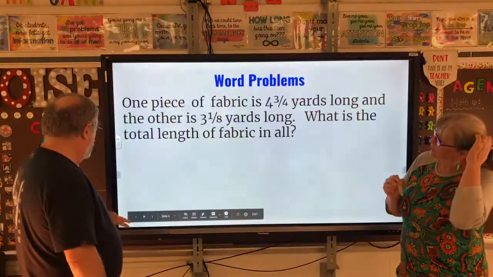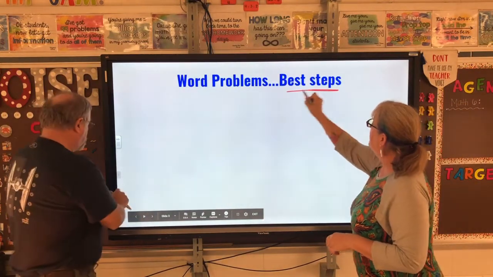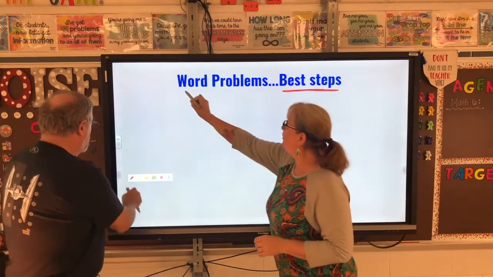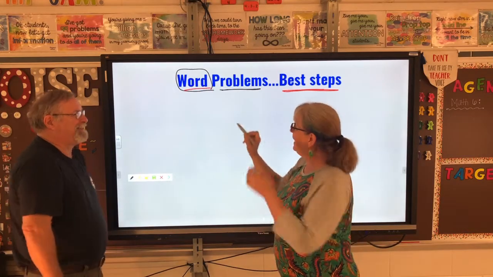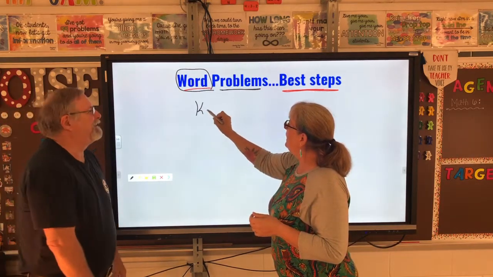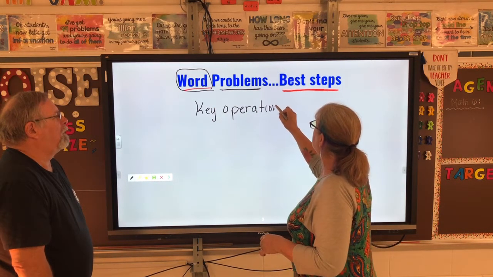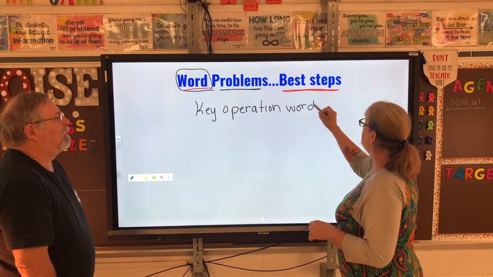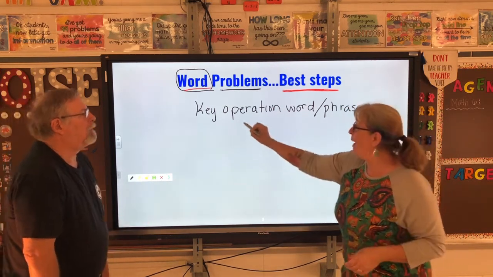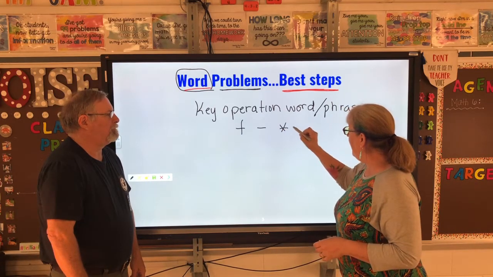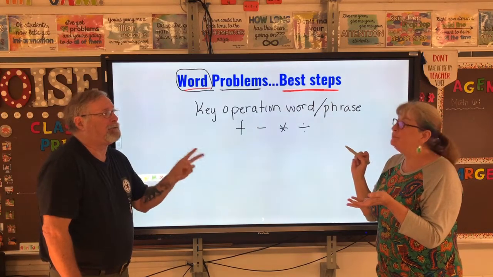So one of the ideas is, what are our best steps? Obviously the key to word problems are the words in the word problem, because you need to find that key operation word or phrase. Sometimes it is a word, but sometimes it is a phrase. That gives you the idea whether I'm going to add, subtract, multiply, or divide. So really the hardest part for these is probably going to be figuring out adding, subtracting, multiplying, or dividing.